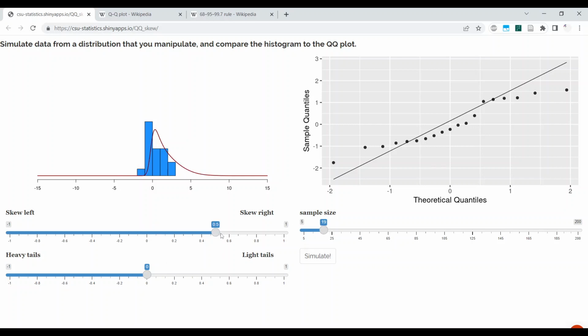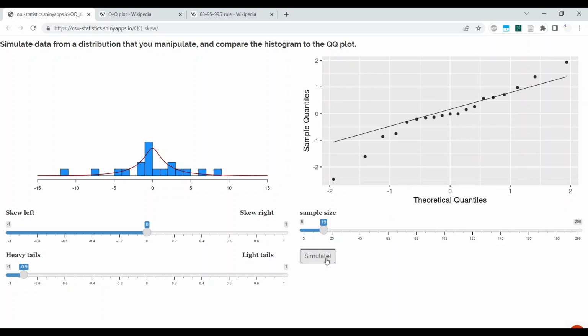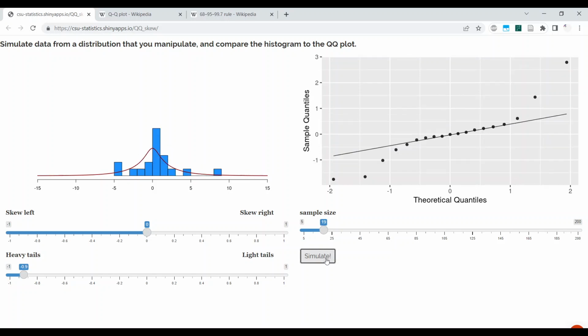Let me make this thing get skewed right. Actually, let's do heavy tails really quick. I haven't shown you that. Heavy tails is sort of like skewedness in both directions. You could say, okay, well, I've got this big one out there, but boy, I don't know. So that one's maybe a little bit more obvious.